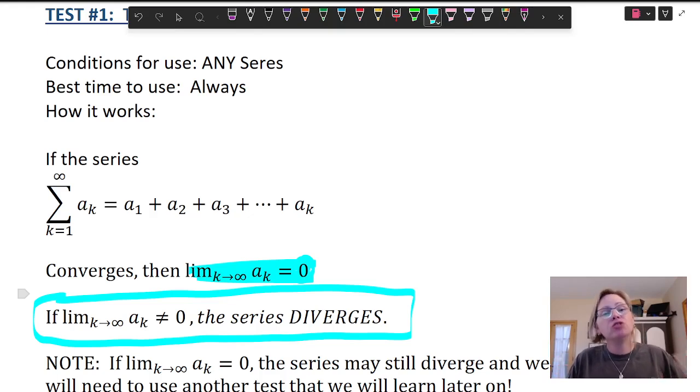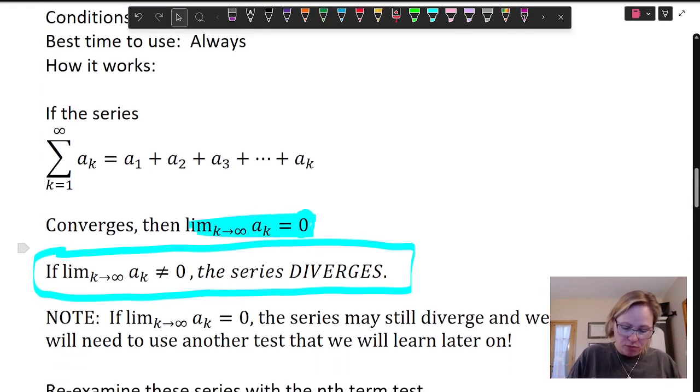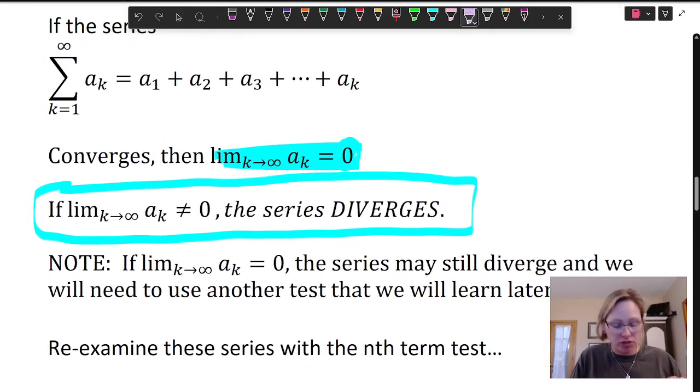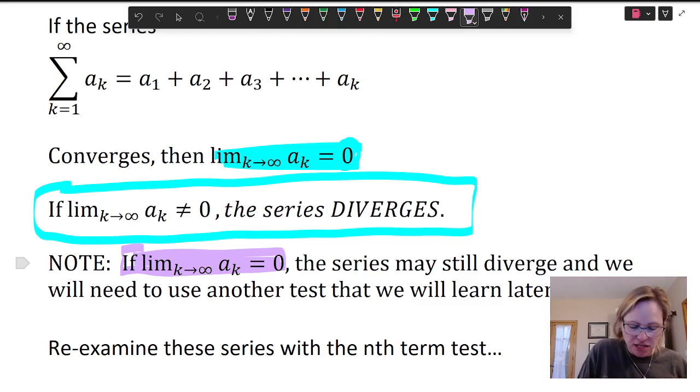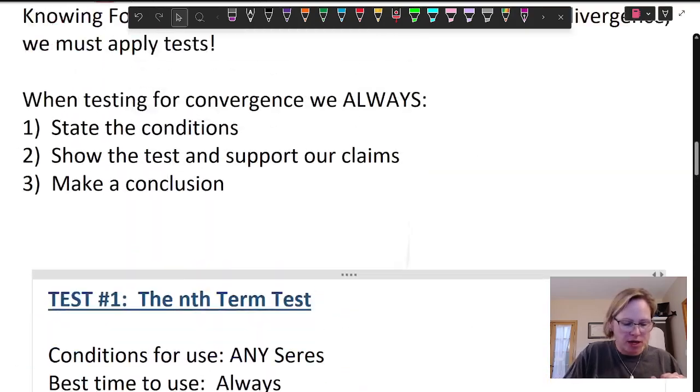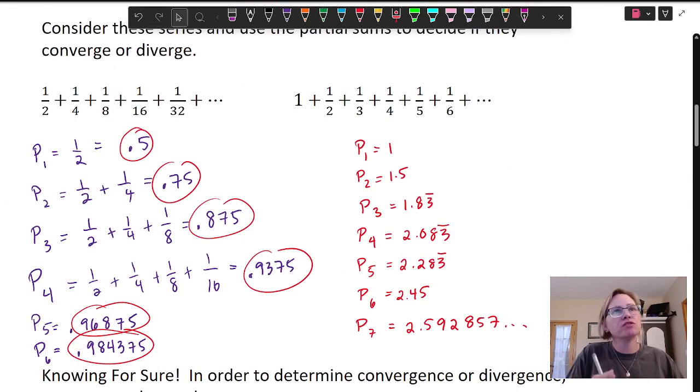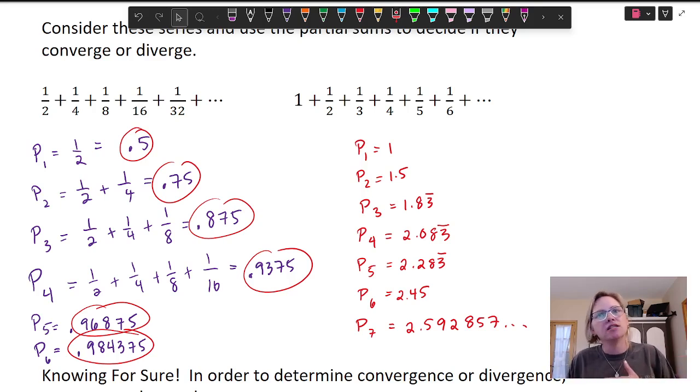Now, if the terms do approach 0, it is really important to understand that the series may still diverge. Just because the limit of the terms is 0, that does not mean that our series converges. So let's take a look at the 2 series that we just looked at up here. Just to remind you, we did our partial sums and we said, oh, we think that this purple series on the left is converging to 1. We think that the red series on the right is not converging. We think that it's going to diverge.